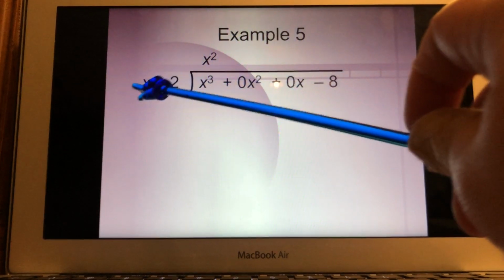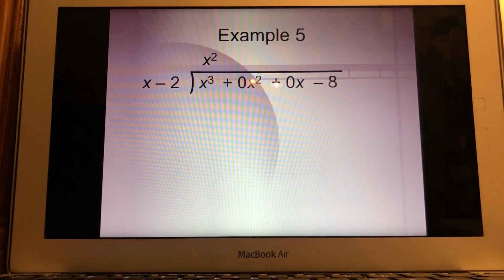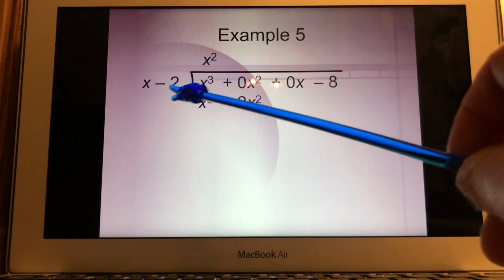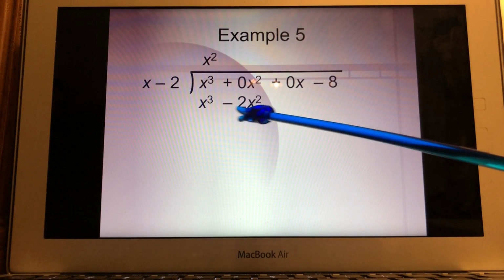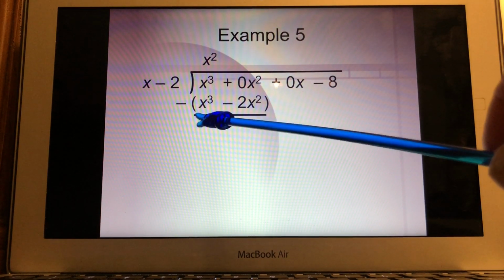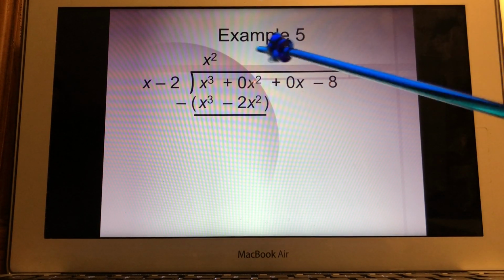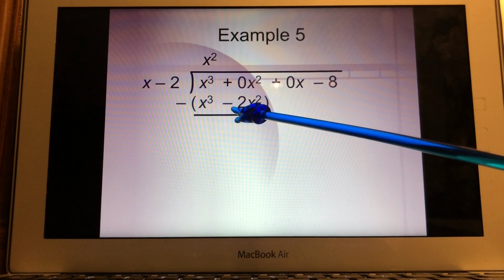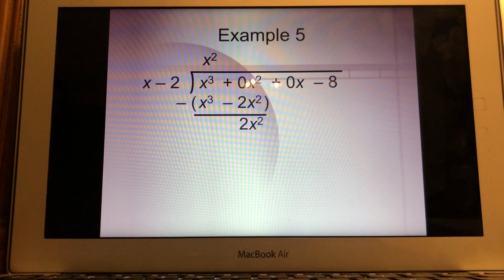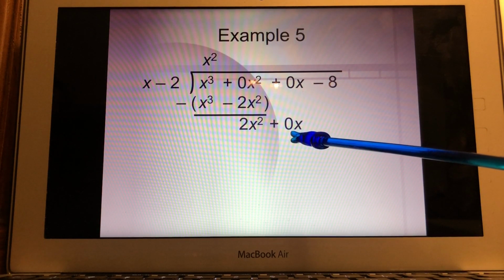Now we look at what times x gives me x cubed. X squared times x gives me x cubed. So I have x cubed here, and then negative 2 times x squared is going to be minus 2x squared. And then I'm going to subtract, right? That cancels out x cubed minus x cubed. And then 0 x squared minus negative 2x squared is actually plus 2x squared, right? Okay, then I bring the 0x down.